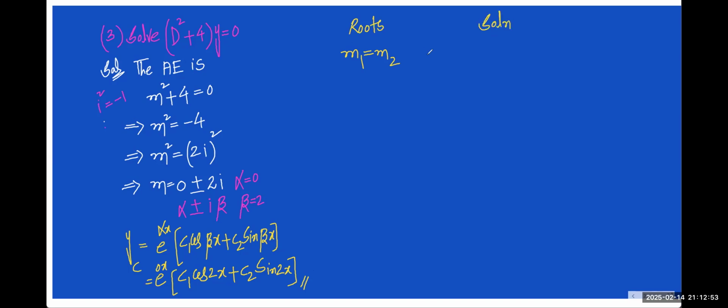So can you tell me how to write YC? The same. YC is equal to (C1 + C2 x) e^(m1 x) and e^(m2 x) power, both are same. So you can either write m1 or m2, your choice. Your first possible case.